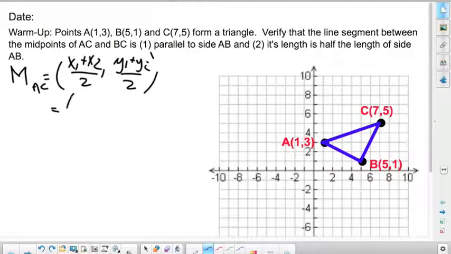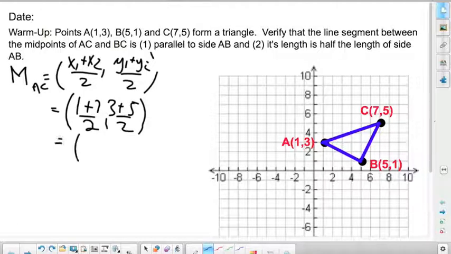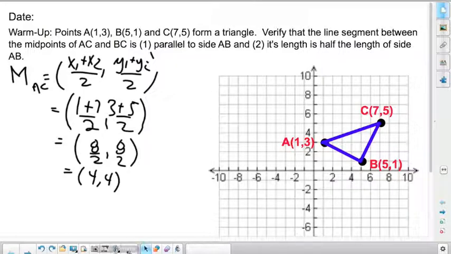So x is 1 plus 7 over 2, and y is 3 plus 5 over 2. So we got 8 over 2 and 8 over 2. We got 4, 4. If we actually drew our diagram, if we labeled it, that looks roughly about right. Okay, so that's the one midpoint.